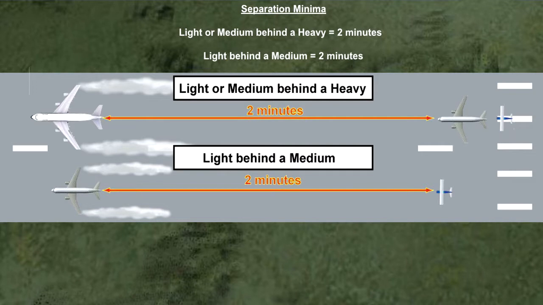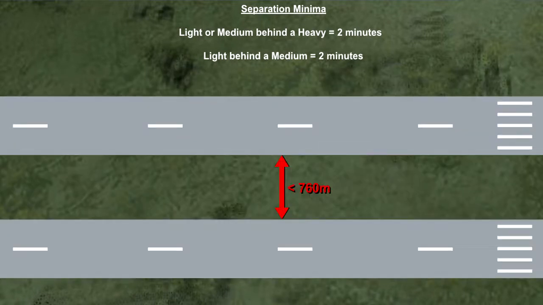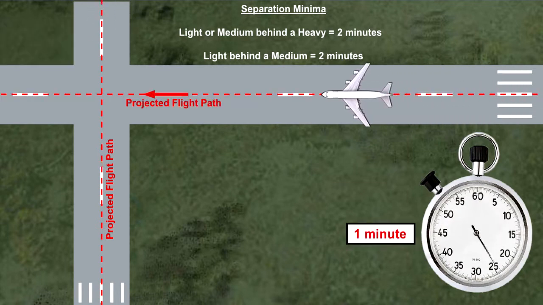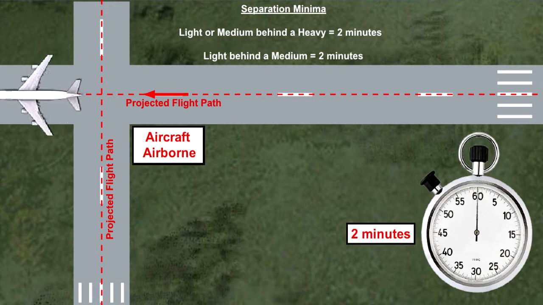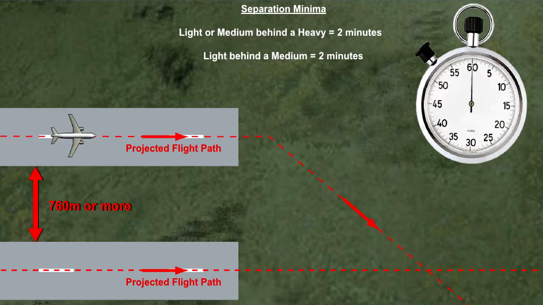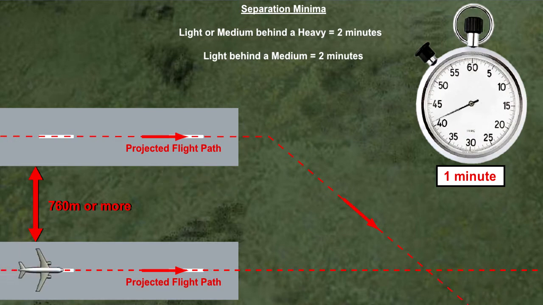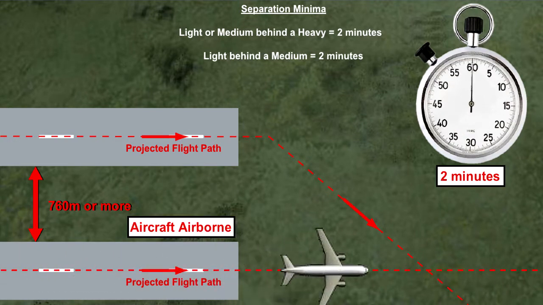However, there are caveats to this. These are that the aircraft are using the same runway as shown here, or if they are using parallel runways separated by less than 760 meters, crossing runways, if the projected flight path of the second aircraft will cross the projected flight path of the first at the same altitude or less than 1,000 feet below it, parallel runways, which are separated by 760 meters or more if the projected flight path of the first aircraft crosses the second at the same altitude or less than 1,000 feet below it.